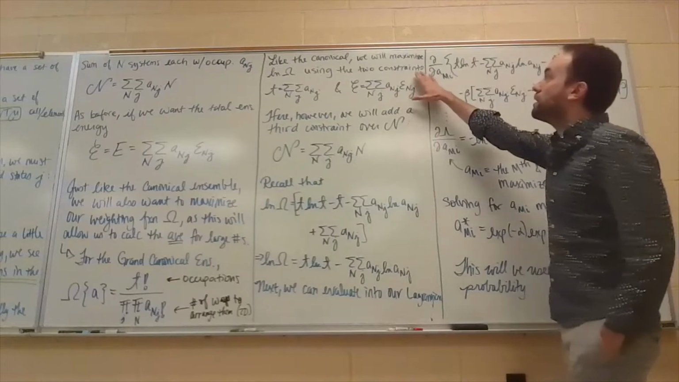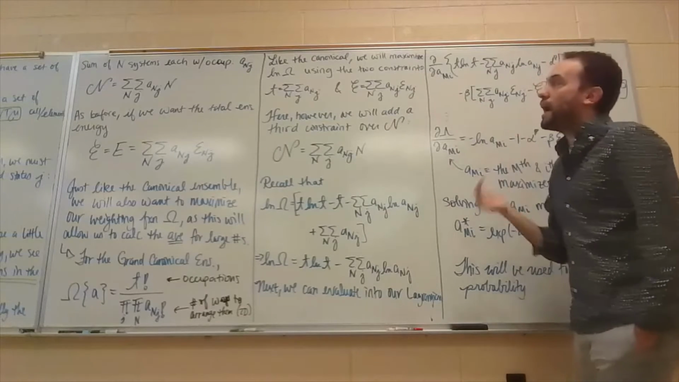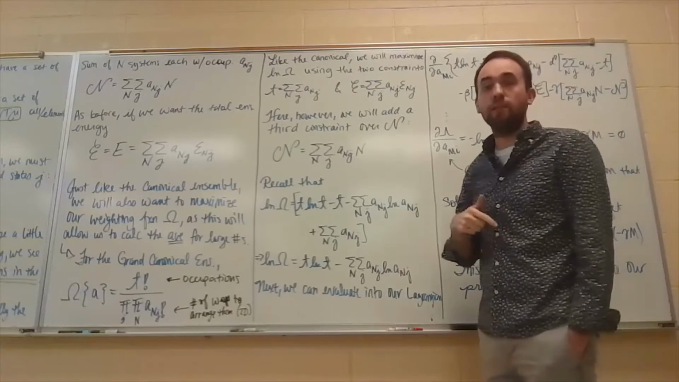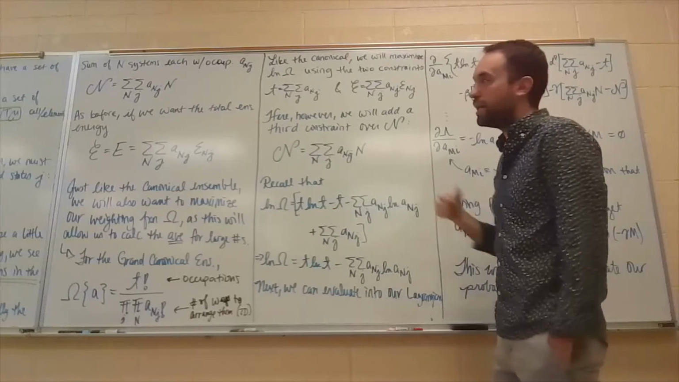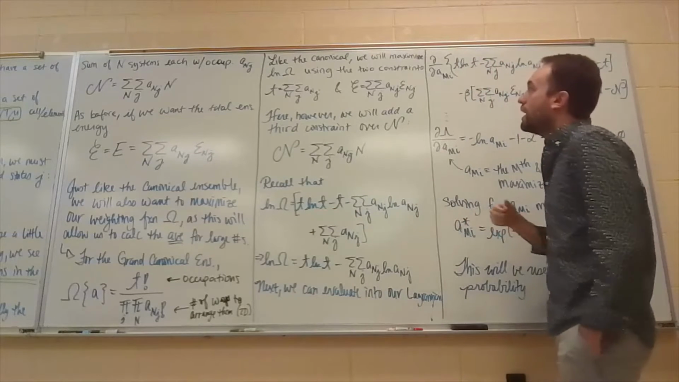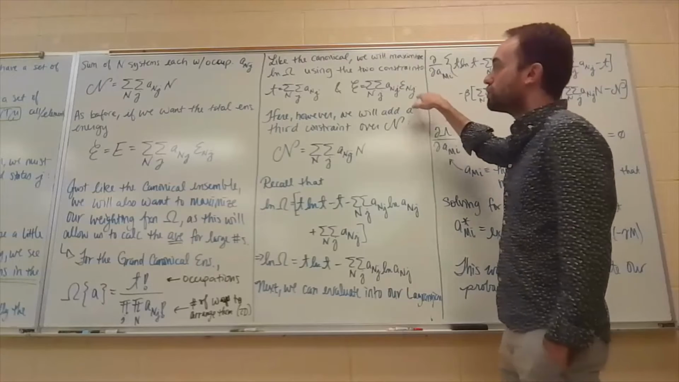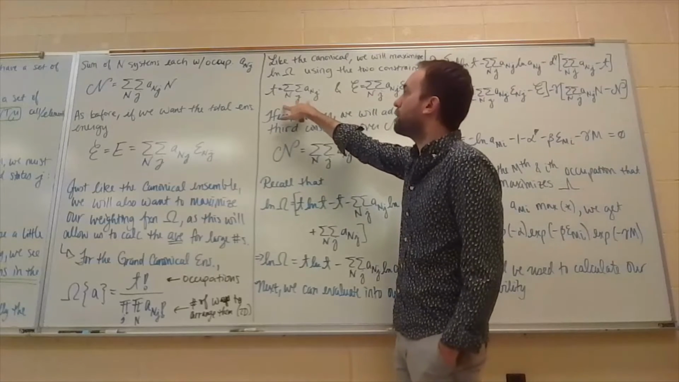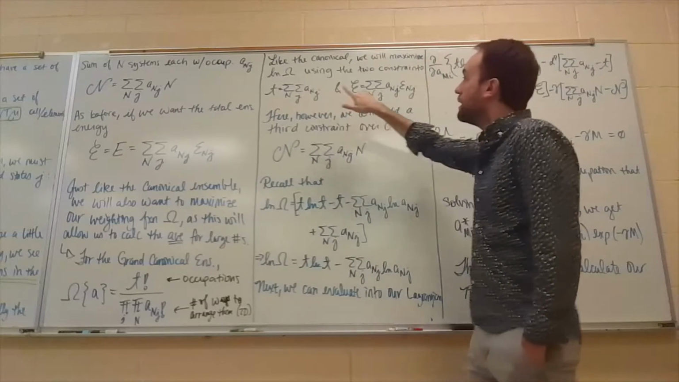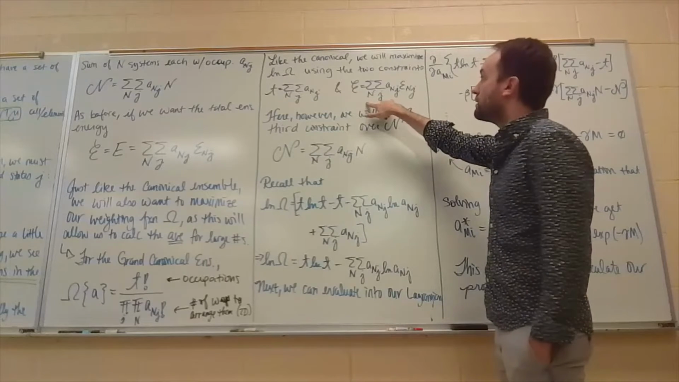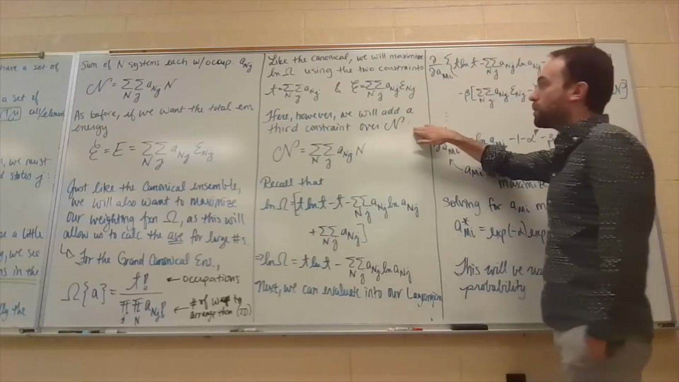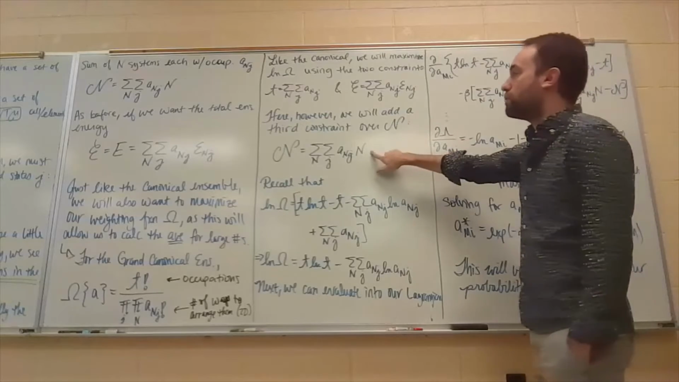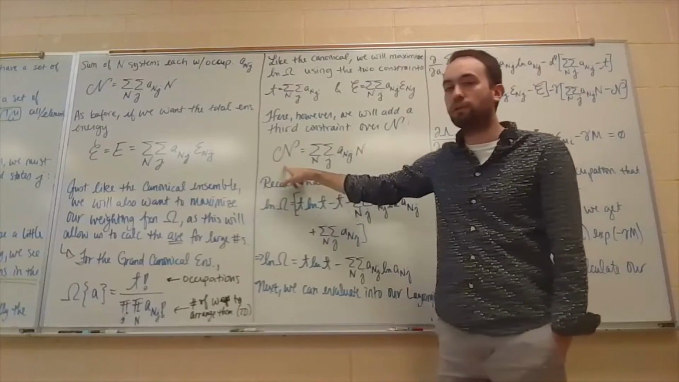Now, like the canonical ensemble, we will maximize the ln of omega, since we're dealing with factorials, taking the ln of that is going to be easier to work with. And we're also going to use the original two constraints, where we had the constraints over our occupations sum, as well as the energy sum. Here, however, we're going to add a third constraint, which is our sum over our total number of particles, which was big script N.